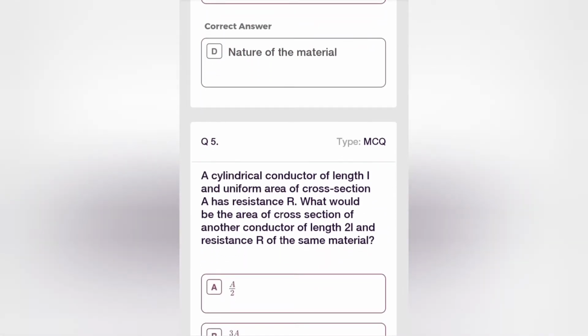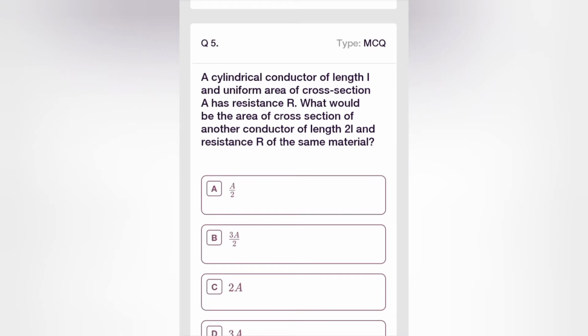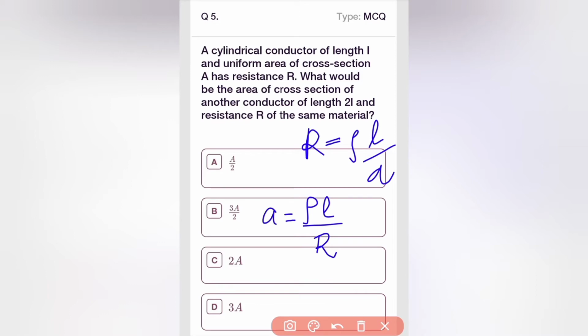A cylindrical conductor of length L and uniform area of cross section A has resistance R. What would be the area of cross section of another conductor of length 2L and resistance R of the same material? Here, what would be the area of cross section? That means, how do we write area from resistance? We know resistance R is equal to rho L by A. Okay, and area, we can write from this as rho L by R. Now if the length is doubled, what will be the area of cross section? Resistance remains the same, only the length is doubled.